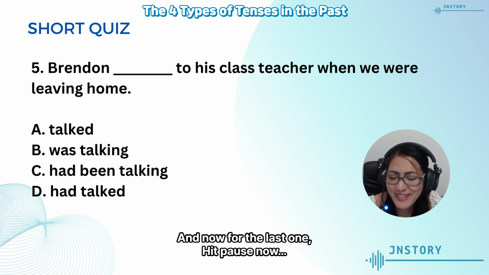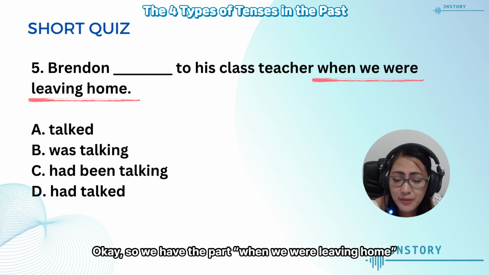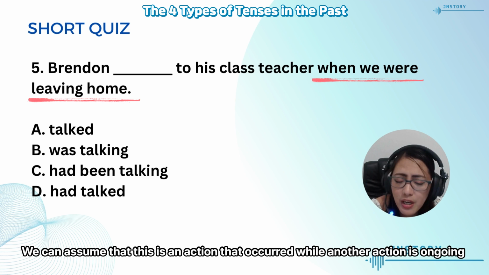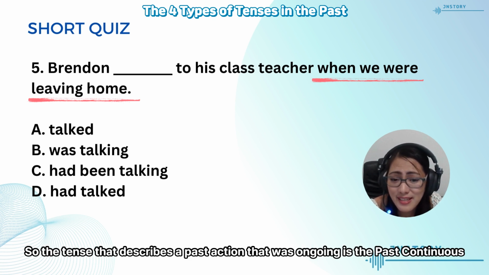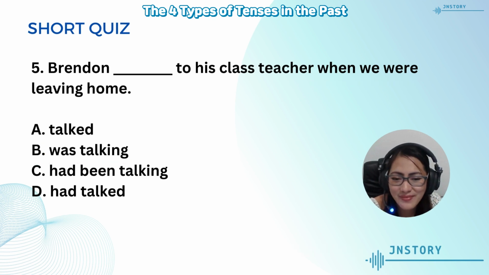And now for the last one, hit pause now. Number 5, Brendan blanked to his class teacher when we were leaving home. Letter A, talk, B, was talking, C, had been talking, or D, had talked. Okay, so we have the part when we were leaving home. We can assume that this is an action that occurred while another action is ongoing. So the tense that describes a past action that was ongoing is the past continuous. And the form for that is letter B, was talking.